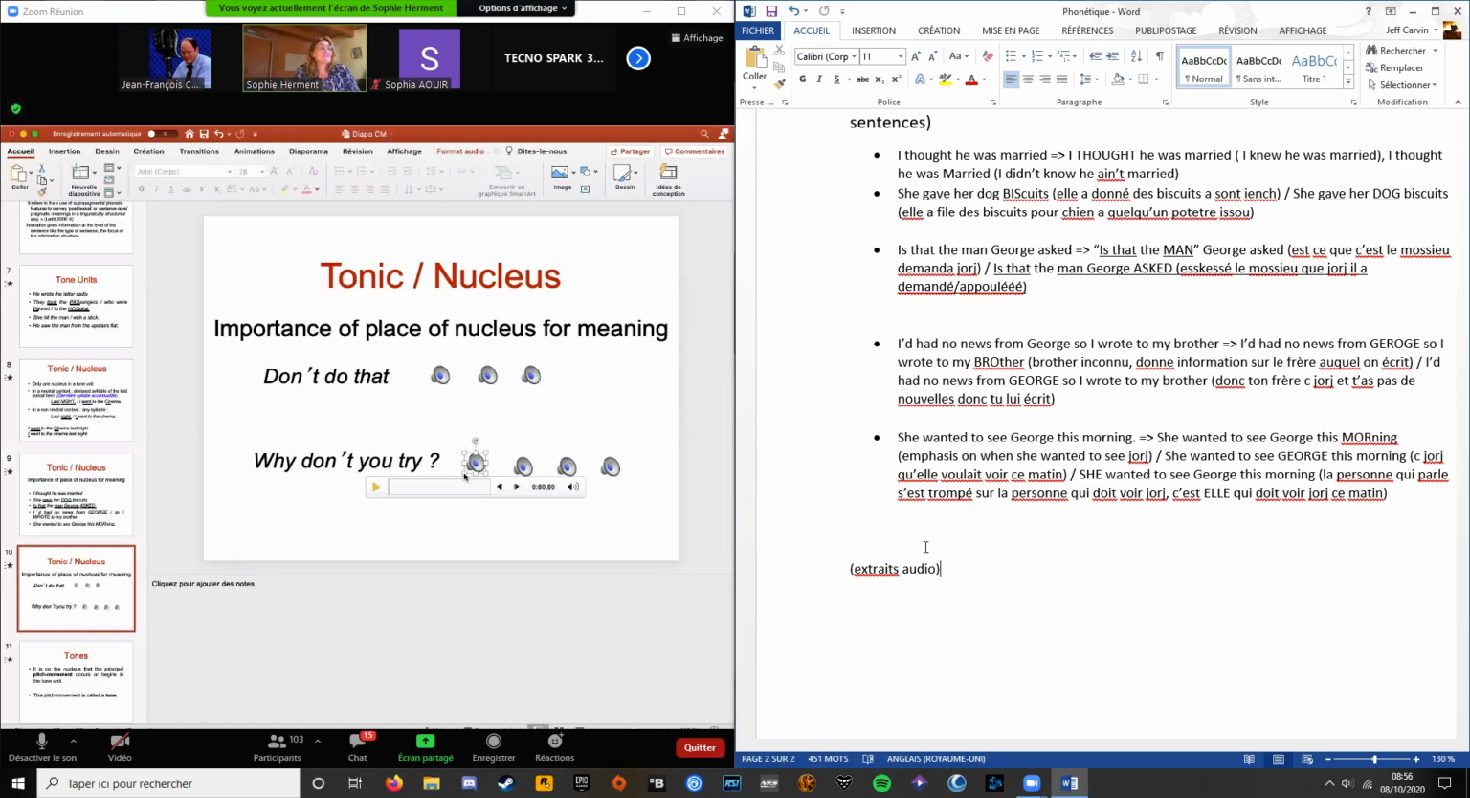And same here. Why don't you try? So here the nucleus is on try, exactly. Why don't you try? Okay. Here. Why don't you try? Exactly, on you, very well. Again. Why don't you try? Right, on you. Et en français, ce que je vous ai dit tout à l'heure, là, on aurait une dislocation, on aurait "pourquoi toi, tu n'essayes pas." Nous, on ne peut pas dire "pourquoi tu n'essayes pas." On dirait "pourquoi toi, tu n'essayes pas."